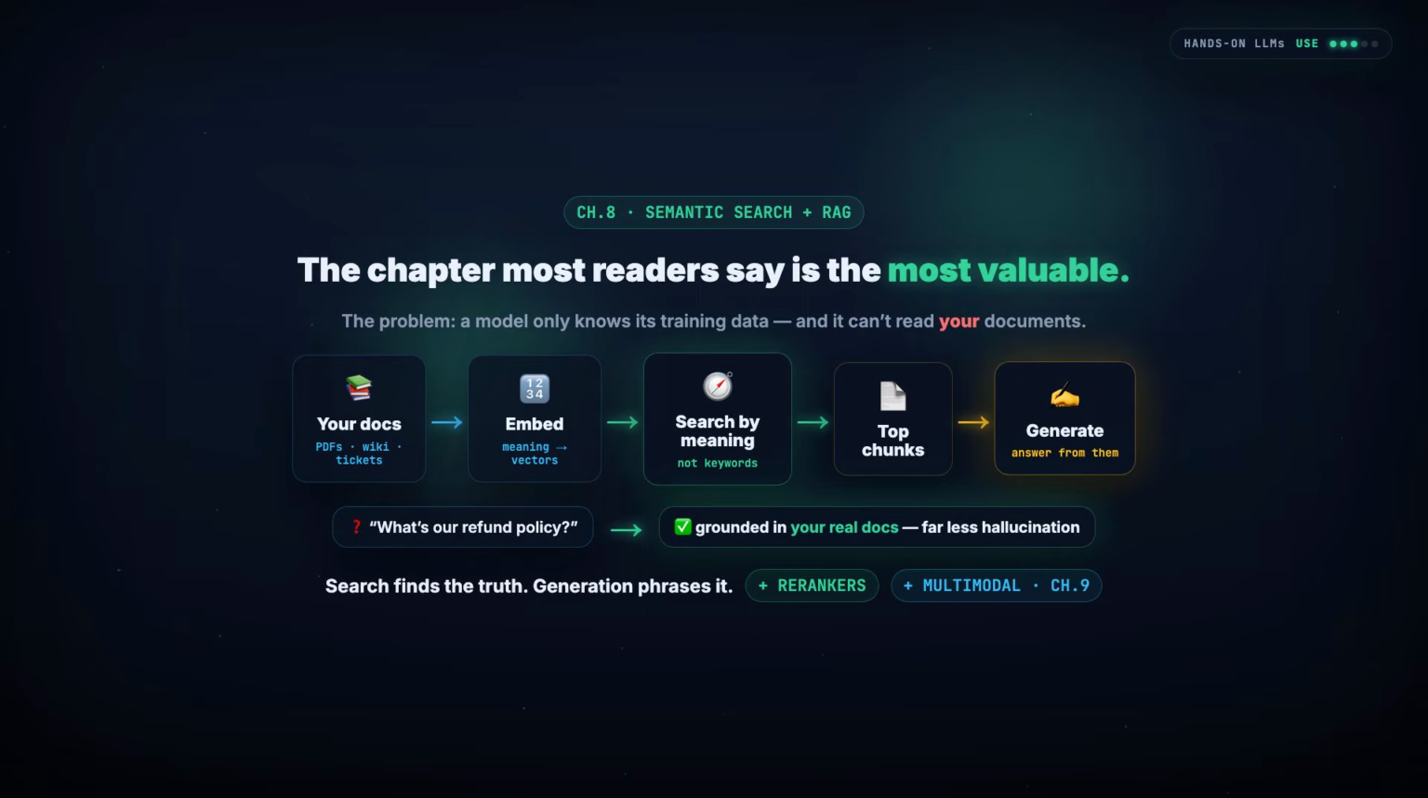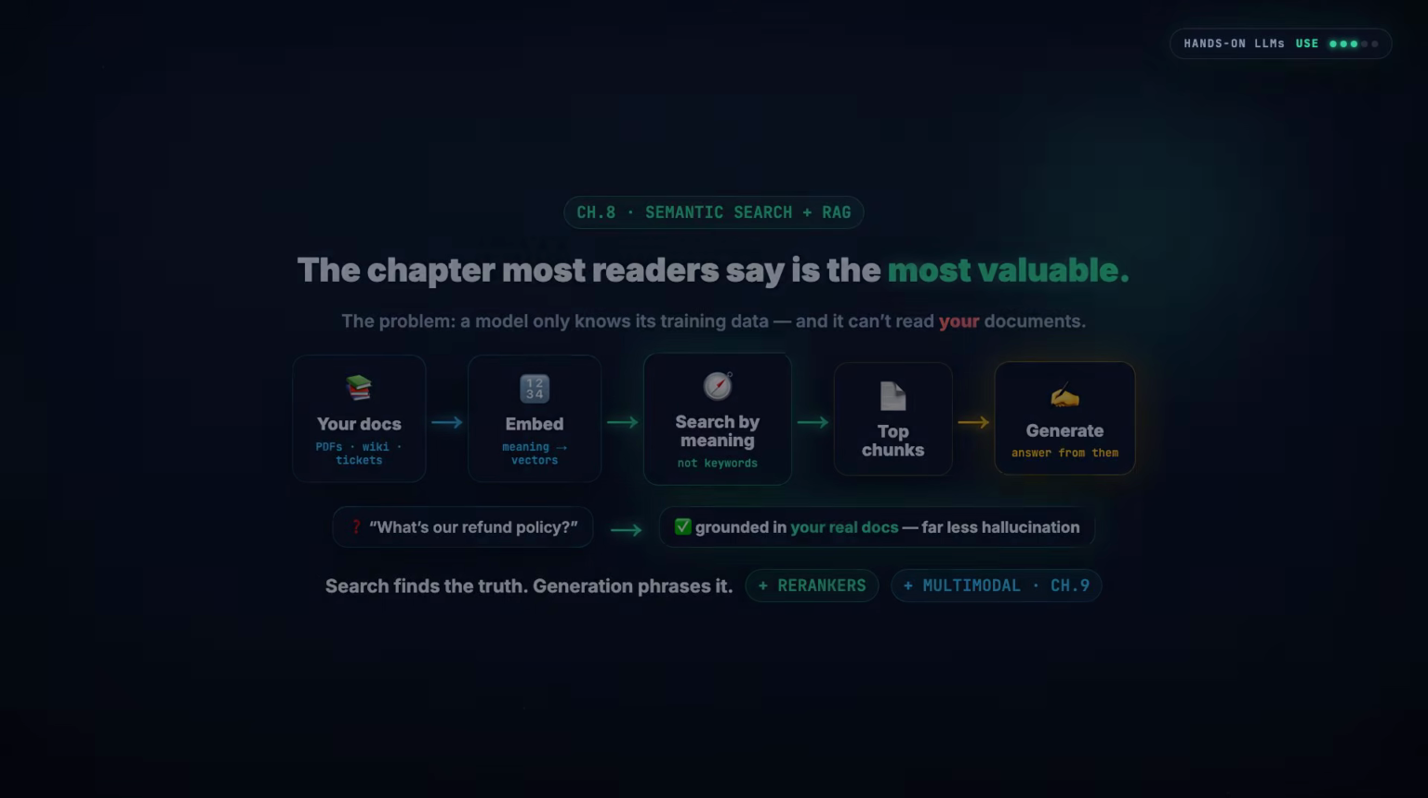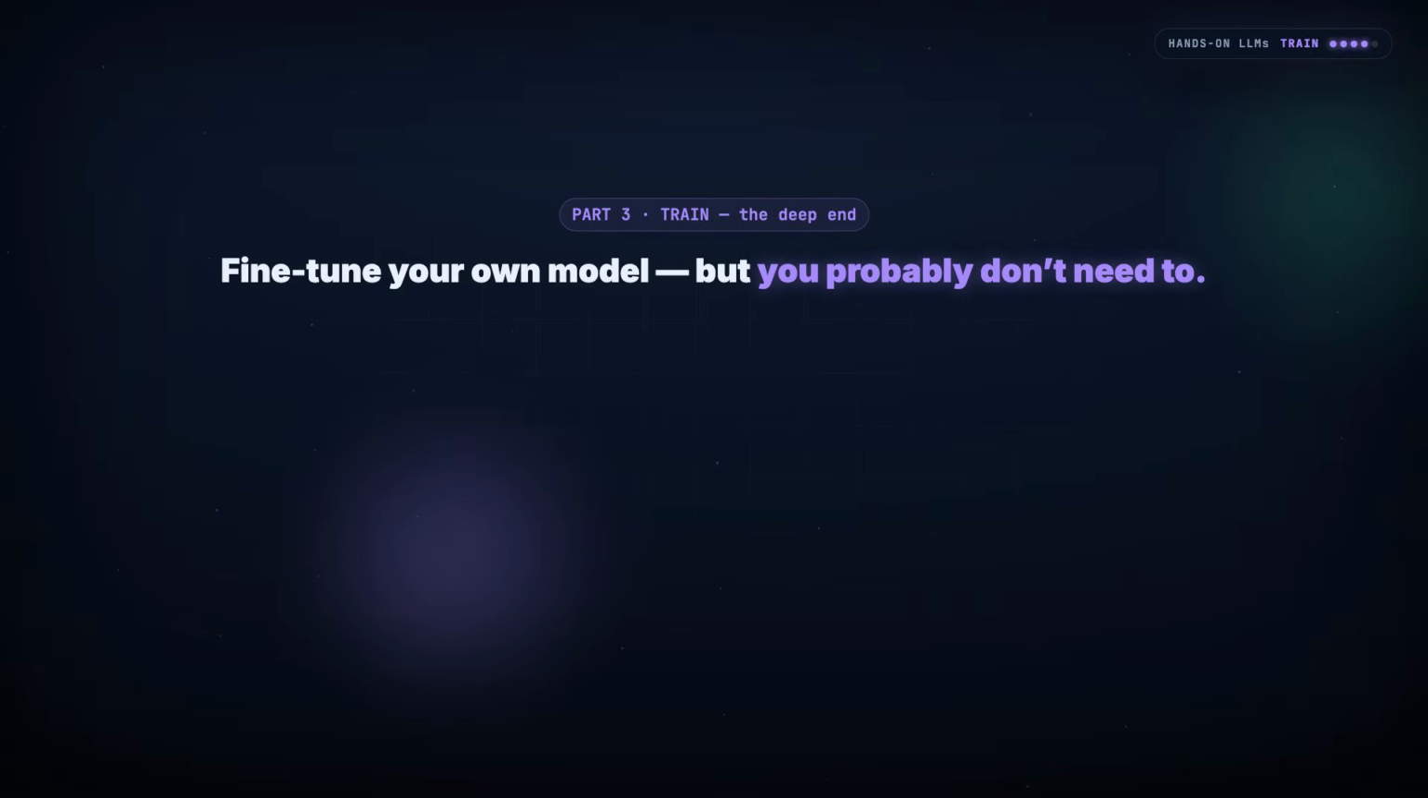The book also covers re-rankers to sharpen the results. And then, chapter 9 extends the whole idea to multimodal models, ones that can see images, not just read text. Now, part 3, the deep end. Training and fine-tuning your own models.